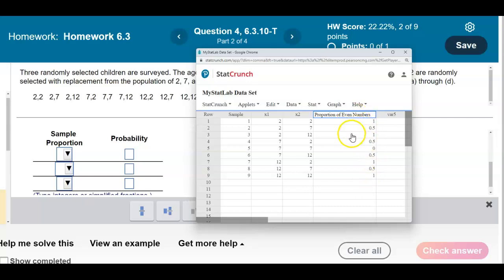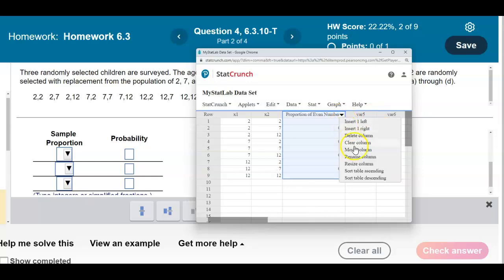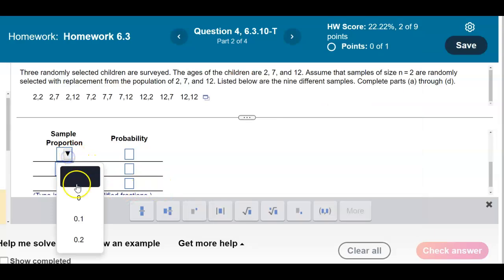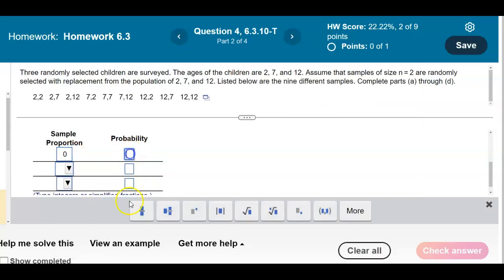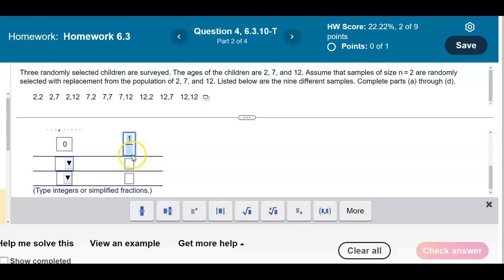Now StatCrunch doesn't give us an option to select the even numbers, so that's why we're doing this somewhat by hand but putting it into the column. Now we want to sort this data in ascending order. So we're going to click up here and select Sort Table in Ascending Order. If we take a look here, the first proportion is 0 and there's only 1 of them. So that's 1 out of how many samples, which is 9. So we're going to pick the 0, and then over here we're going to put in that probability, which is 1 out of 9.